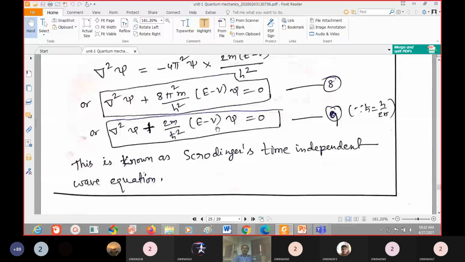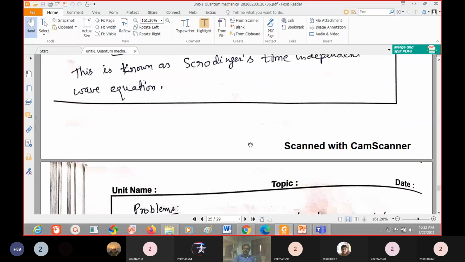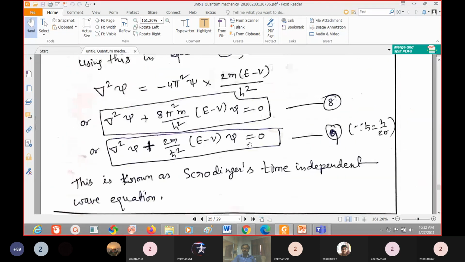So if they ask what is the Schrödinger wave equation in the potential free space, we have to write del square psi plus 2m by h square into E psi equals 0. So that is the Schrödinger time independent wave equation. Okay, so this is about the Schrödinger time independent wave equation here.